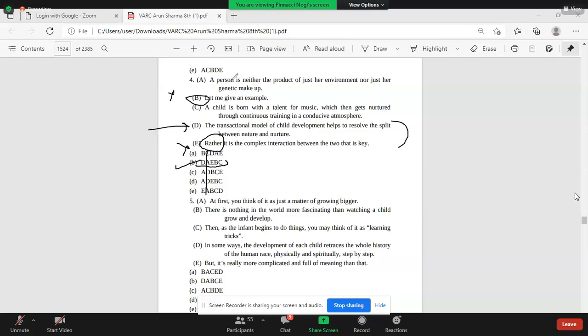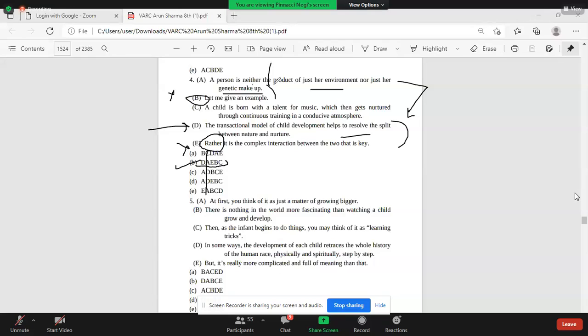And then to emphasize this point, it says a person is neither the product of just her environment, nor just a genetic makeup. अब देखिए यहाँ पे nature और nurture की बात हो रही है, right? Nature, biology, and nurture is upbringing. So obviously this is the downstream idea to this. पहले इसकी बात करेंगे कि ऐसा एक split है nature और nurture का. फिर उस point को अब the transactional model of child development helps to resolve the split. जो split है nature और nurture को उसको ही resolve करता है. और कैसे resolve करता है?